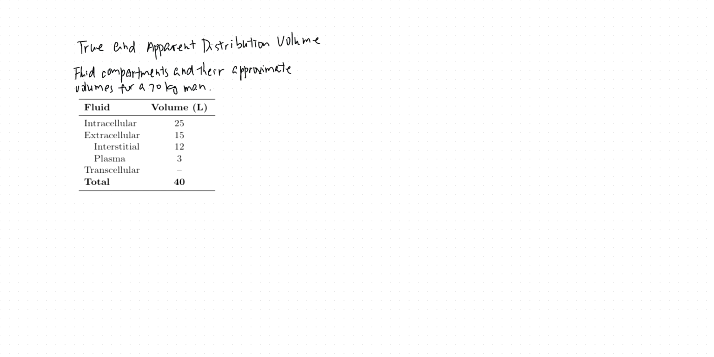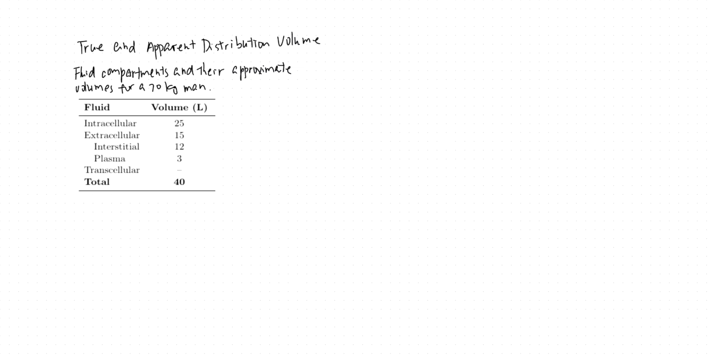Before we do that, let's review the discussion from an earlier lecture in this course. We looked at fluid compartments and their approximate volumes for a 70 kilogram man. We said that in total, the fluid volume in the body is about 40 liters, and in the plasma, there's only 3 liters. So this is the plasma, and this is the total concentration we are looking at.